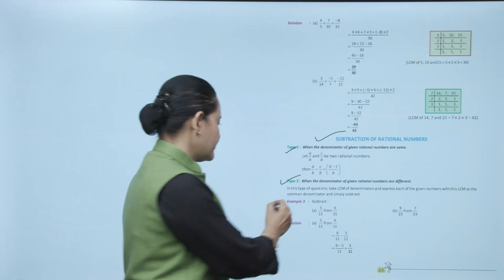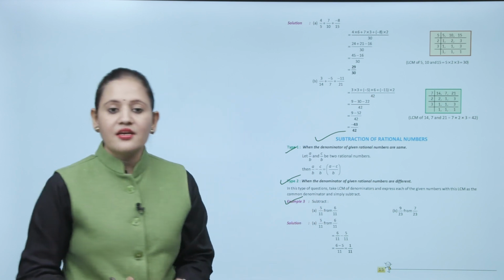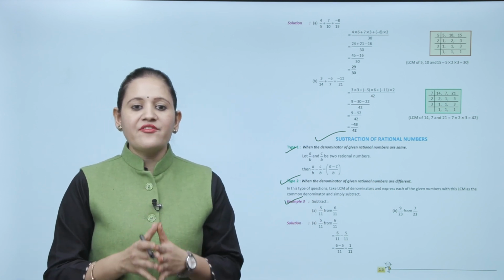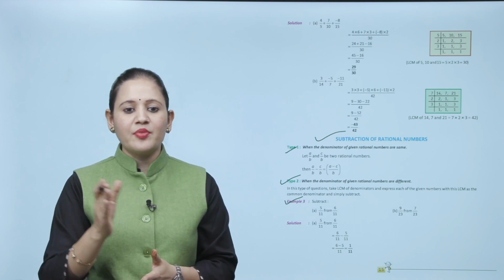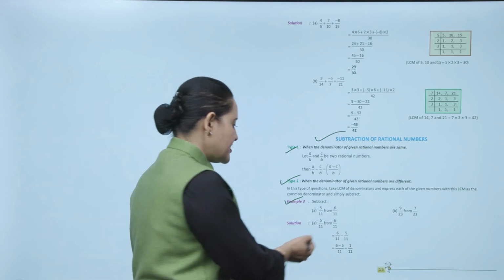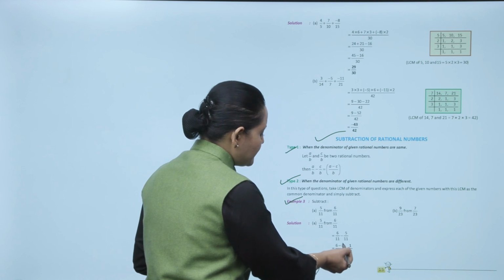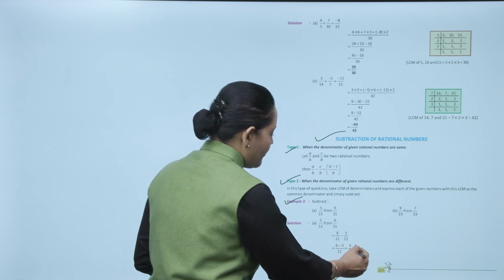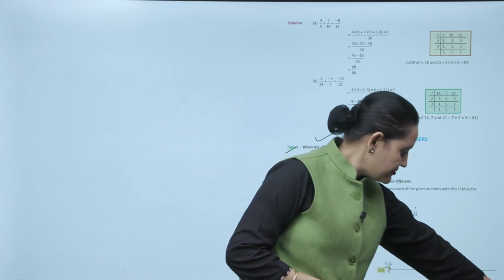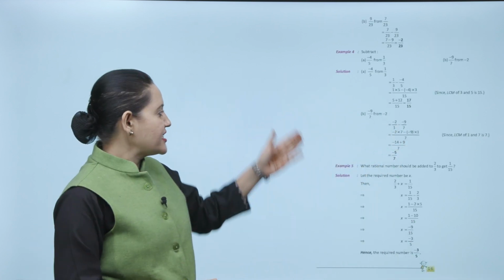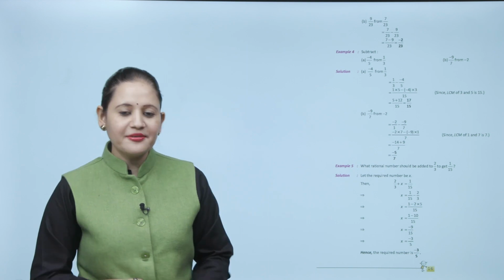Subtract 5 upon 11 from 6 upon 11. 6 upon 11 में से subtract करना है 5 upon 11. So denominator same है तो हम करेंगे 6 minus 5 upon 11, that is 1 upon 11. Clear? Some more examples are given here. Do practice them.